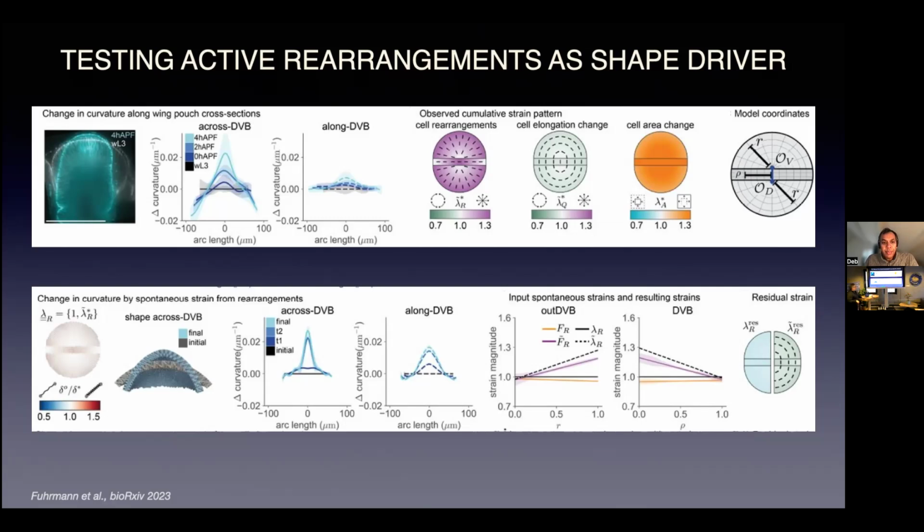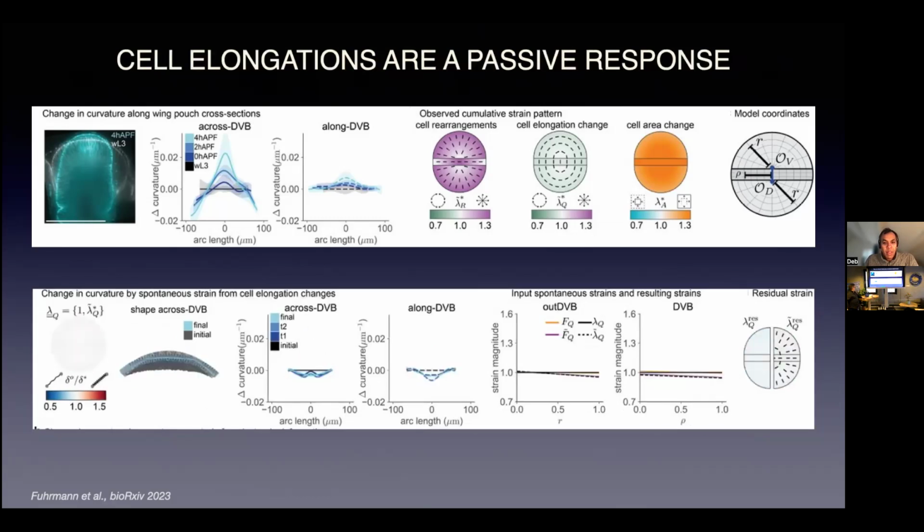And so if it's true that the elongations are really just passive, then we would expect if we only put in the elongations, them to do the wrong thing on the shape, and also to leave almost no residuals. And so that's exactly what happens, right? So now we're only putting in the elongation map into the model, and the shape just flattens, it goes completely the wrong way. And there's essentially no residual, okay? And so, okay, so far so good. So far we think the cell rearrangements are an active driver of the shape change.